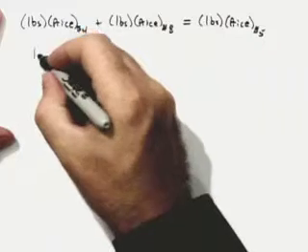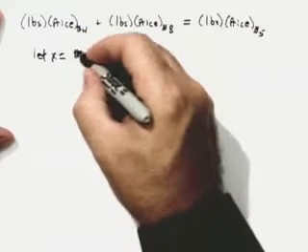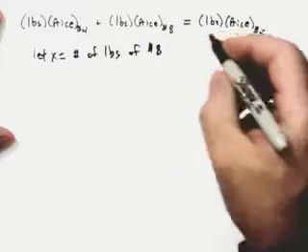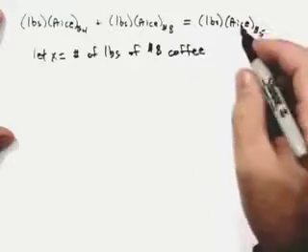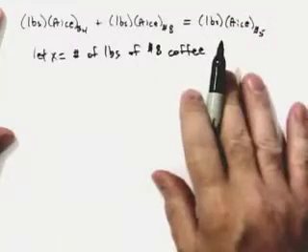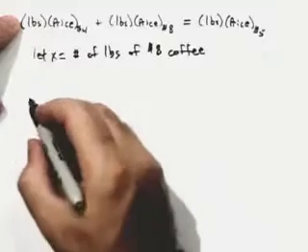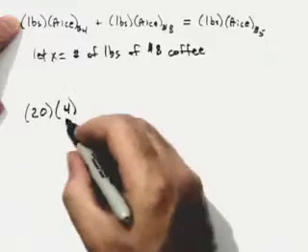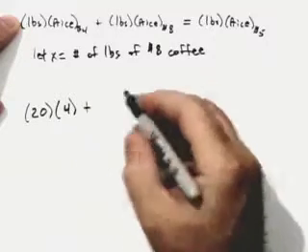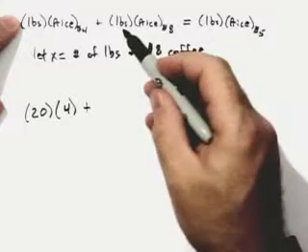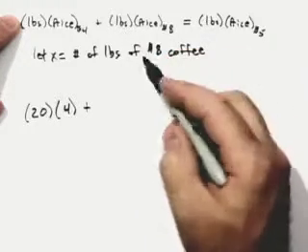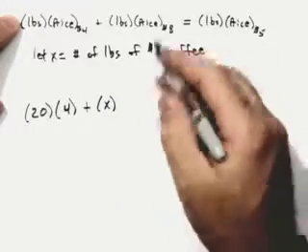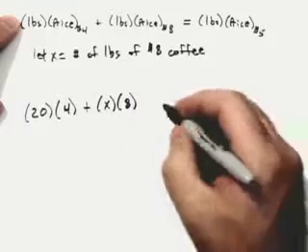We're going to define a variable. We'll let x equal the number of pounds of the $8 per pound coffee. And then we're going to go ahead and plug in what we know into our equation. We are given that we're using 20 pounds of the $4 per pound coffee. So we have 20 times 4, it's $4 per pound. Plus, now for the $8 coffee, we don't know how many pounds we're supposed to mix. That's actually what we're trying to solve for. So we'll put in our variable x to represent the pounds of $8 per pound coffee. The price was $8 per pound.